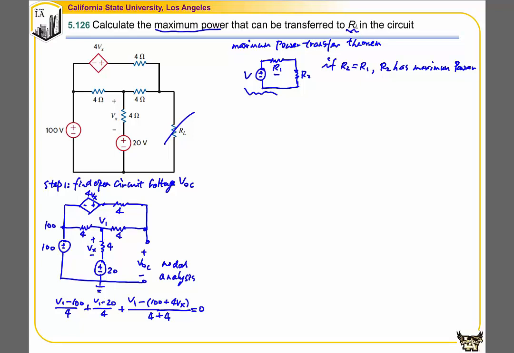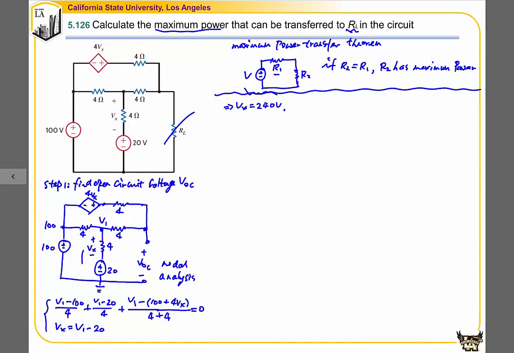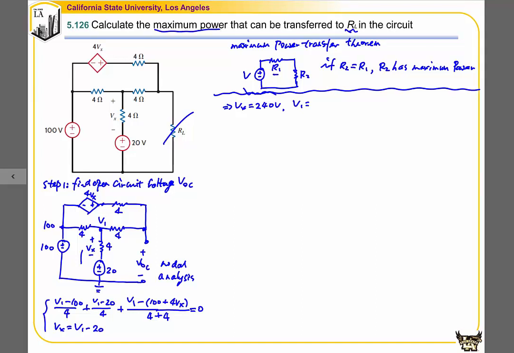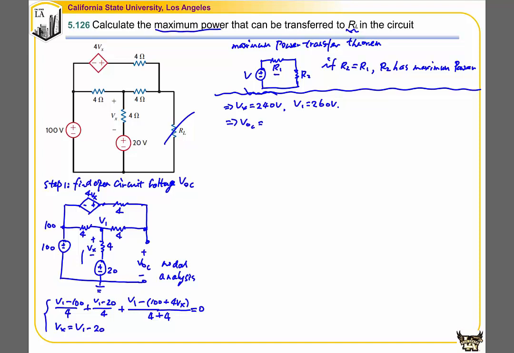The second equation is about the control variable Vx. From this branch over here, we know that Vx is equal to V1 minus 20. Then we can solve the equations to find V1 and Vx. So we find Vx is equal to 240 volts, and V1 is equal to 260 volts. Then we can find VOC by following this branch over here. So VOC is equal to V1 plus the current times 4. The current can be calculated by using the voltage 100 plus 4Vx minus V1 divided by 8 ohms, then times 4 ohms. That will give us 660 volts.